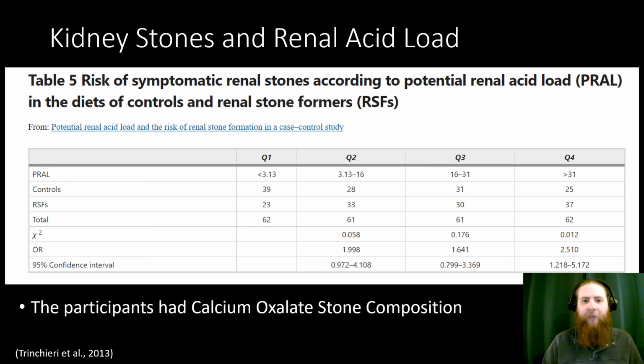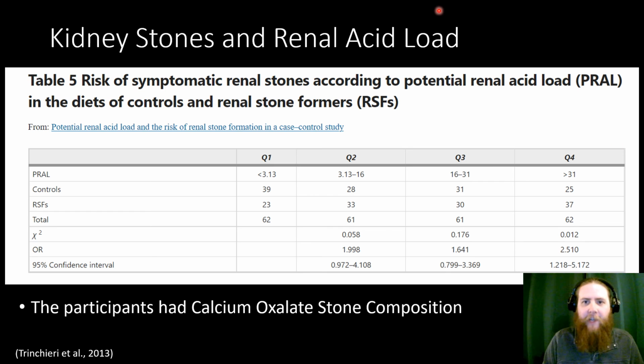The first one is the risk of symptomatic renal stones according to potential renal acid load. They broke participants down into quartiles, with quartile 1 having the least amount of PRAL and quartile 4 having the most, increasing here. What we see through these chi-squared numbers is that Q4 has a very low chi-squared. That means there is probably a high correlation between a high PRAL and a high incidence of kidney stones, of these calcium stones.